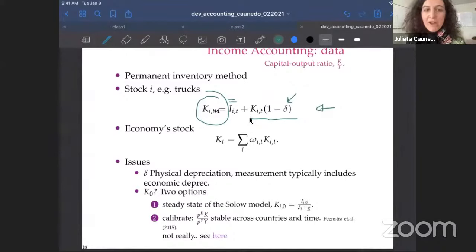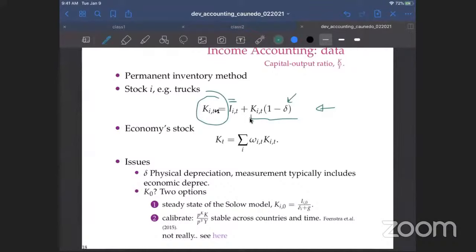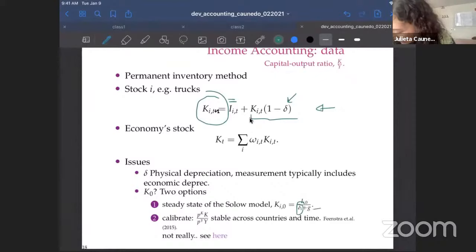Okay? Now, the second issue that is important to understand in measuring capital stocks is that you need some sort of initial stock of capital to be able to generate this iteration, right? You see investment in each period, but you need to have some initial capital to use here. Okay, so there are two options. One option is to take seriously a one-sector growth model, here I call it a Solow model, and say, okay, capital in the initial period is going to be investment adjusted by the depreciation rate of that capital and the growth rate of the economy. All right, and that's going to be my initial stock.